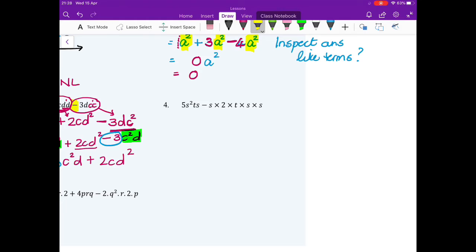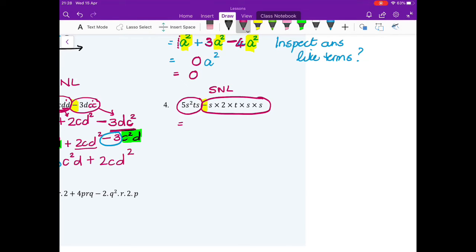Let's look at number 4. First thing I do, run my eye along until I find a plus or a minus. Everything in front of that is one term. I have no other pluses or minuses, so this is the second term in that expression.